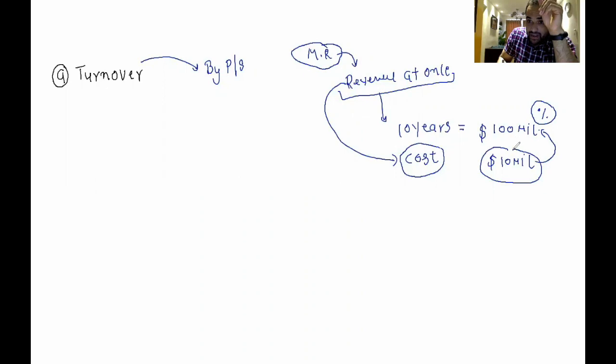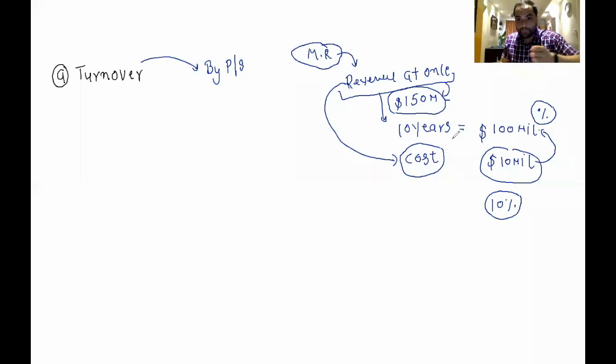So you can see that here is a 10% cost. We apply the same rate to estimate the revenue for the first year. If the government is offering me $150 million to complete the project in 10 years, so $150 million is my revenue at once, then the 10%, which is $15 million, is my turnover for that period.